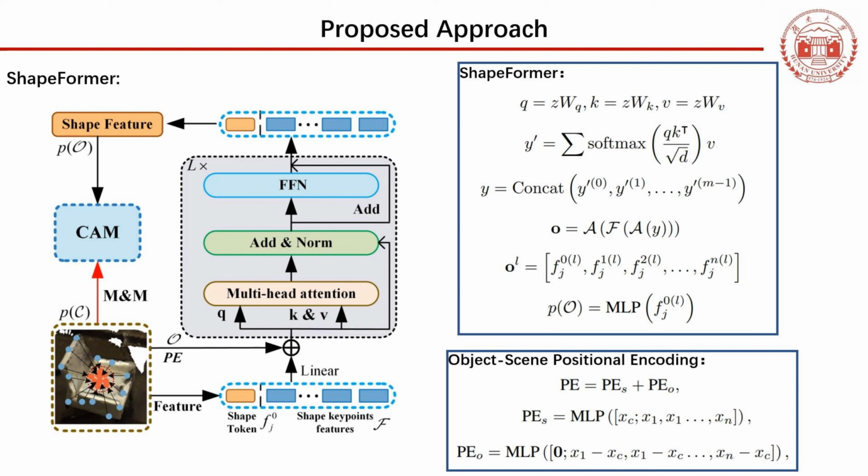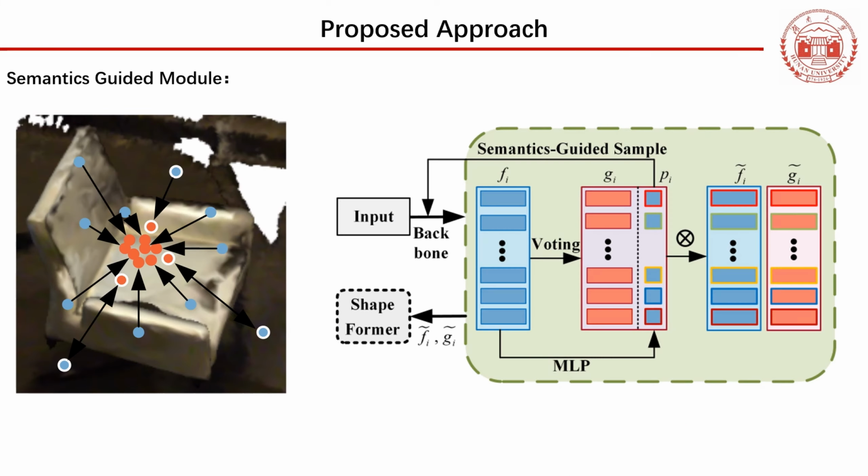In ShapeFormer, we must pay more attention to the relative positional relationships between the shape key points and the object centers. These relations allow us to encode shape information at object level. Therefore, we propose object scene positional encoding, which not only encodes the absolute position of the point cloud, but also enables object-level positional encoding.